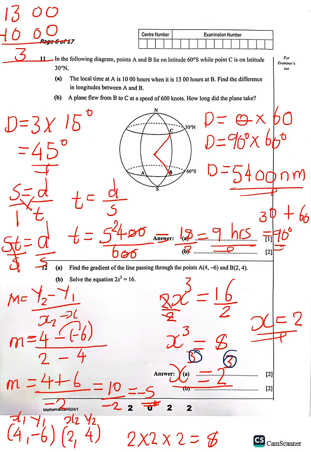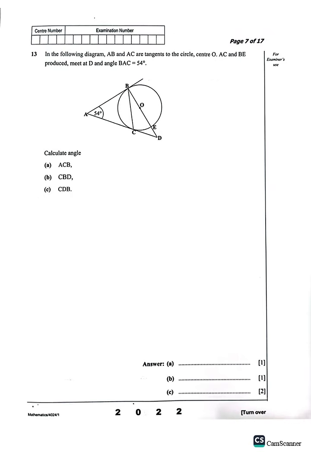So this is how you simplify and find the final answer in this question. Okay, now let's move on to question 13. In the following diagram, AB and FC are tangents to the circle center O. AC and BE produced meet at D, and angle BAC is equal to 54 degrees. So this is the tangent theorem. Okay, so calculate angle ACB.